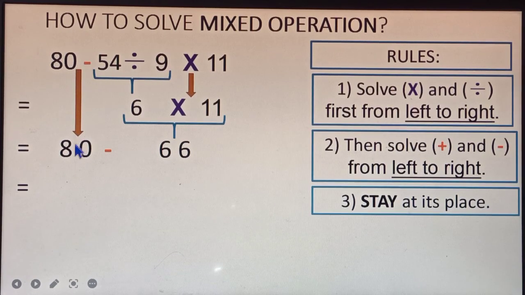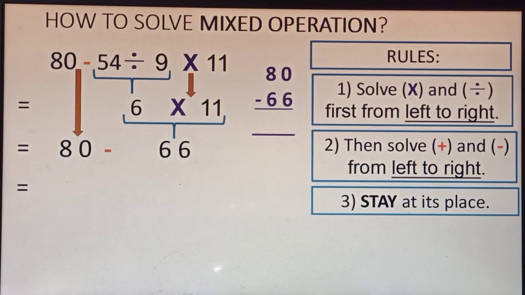Okay, so 80 minus is di depan. So 80 minus 66 tadi, yang 6 times 11 tadi. So when you minus, it's borrowing. Okay, tolak pinjam. And what do you think the answer is? The answer is 14. Okay, so 80 yang di depan tadi, yang dia bergerak, minus 66.